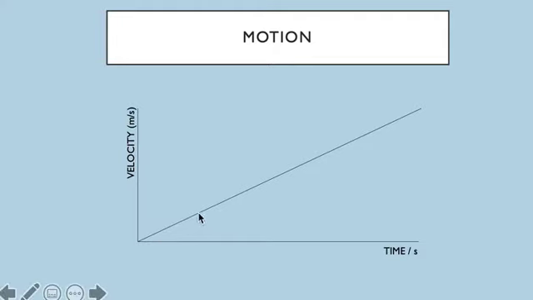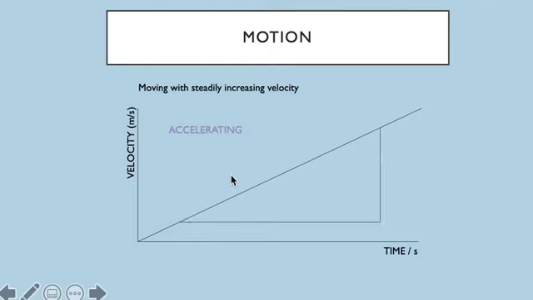So here I know I'm accelerating because I'm increasing in velocity, I'm increasing in speed all the way along this time. So if I'm increasing in speed or increasing in velocity, then I must be accelerating, I'm getting faster, which is what acceleration is. We've just said that the area underneath a graph equals the distance. So in this case here, I'm moving with a steadily increasing velocity, which means I'm accelerating.